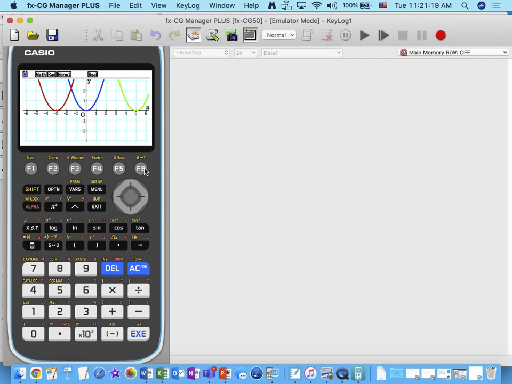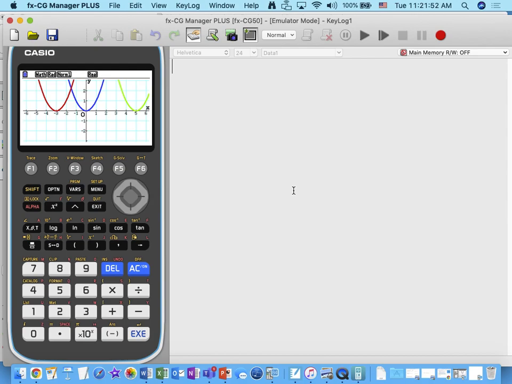Unfortunately my screen with the Casio doesn't make it really big here on the emulator, but you can kind of see what happens. Here is the y equals x squared graph, that's the blue one. The red one is (x plus 3) all squared. And the green one is (x minus 5) all squared.